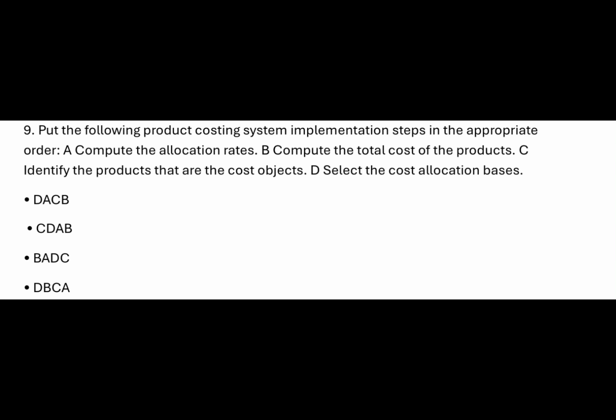The third one is A. Compute the allocation rates. The allocation rates are calculated by total indirect costs over total cost driver units, such as the activity. Last one is compute the total cost of the products, so B. These are the expenses incurred when producing the product, so direct costs plus the allocated overhead costs, just like we calculated before. I'll show you an example later, so don't worry if you're confused right now.